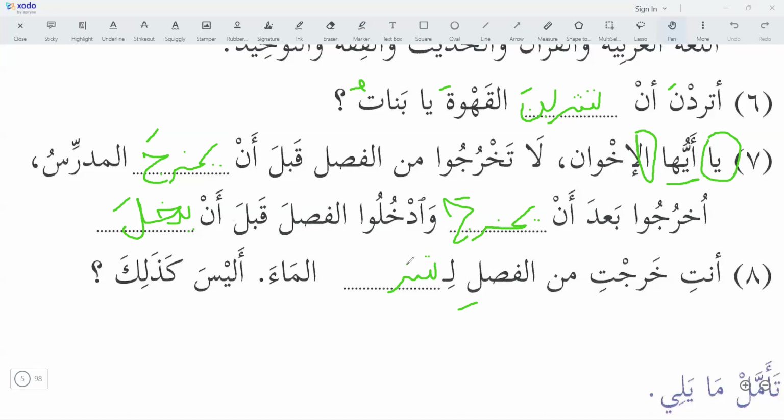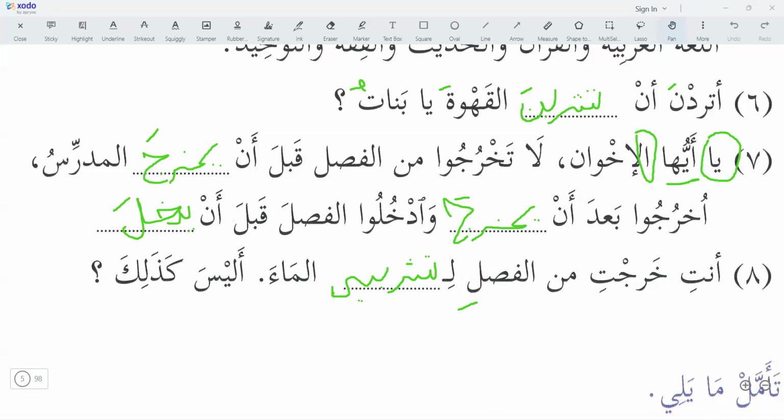It is tashrabina, anti. You, second person, tashrabi. Yes, this is tashrabi. The noon will be dropped. Tashrabina, the noon is dropped, tashrabi. Yes, so it is litashrabi al ma'a. Alaysa kazalika? You left from the class to drink water. Is it not like that? Yes, is it not like that or is it not so?